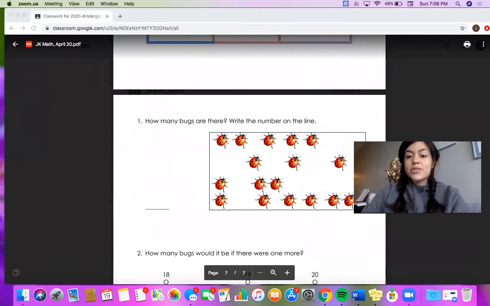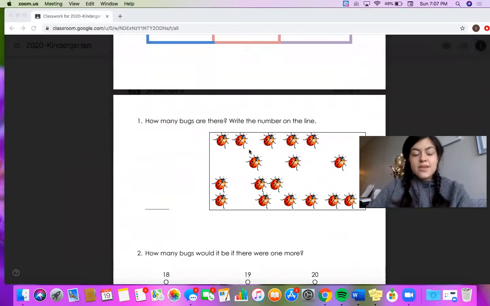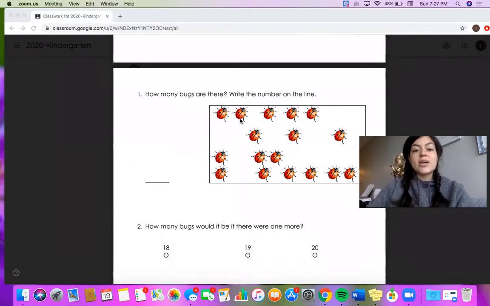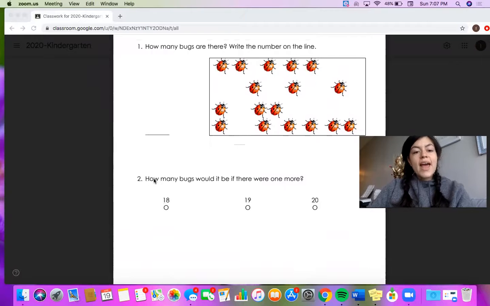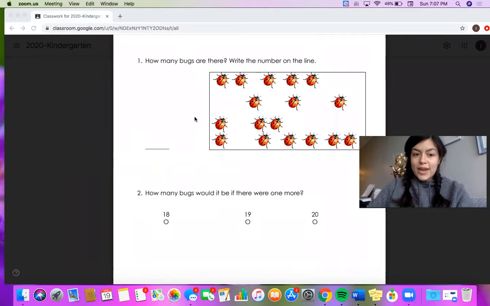On the next page, there's a little bit of counting review. So for number 1, they're asking you to find out how many ladybugs there are. Count the ladybugs and put the number on the line. And in number 2, they're asking how many bugs would it be if there were 1 more. So once you find your answer for number 1, add 1 more and tell me what that would be.